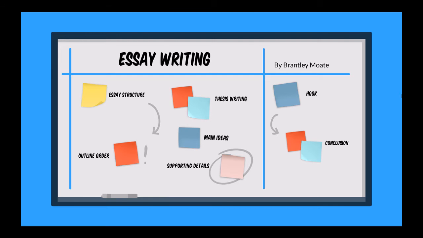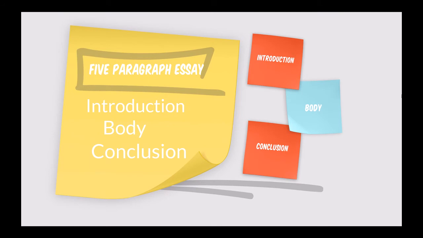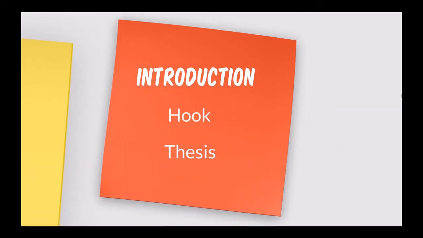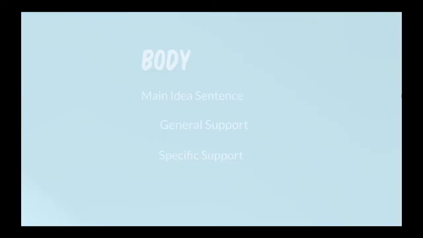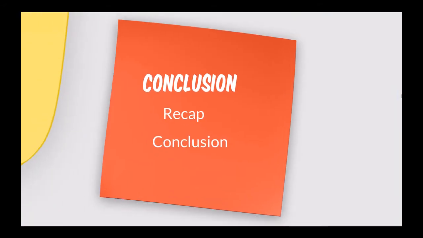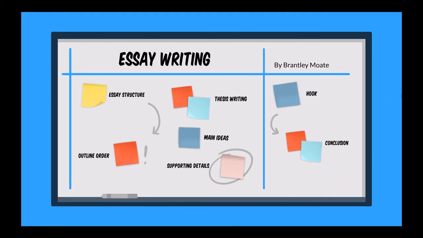First, let's look at essay structure. A basic 5-paragraph essay has 3 parts: an introduction, a body, and a conclusion. For your introduction, we'll have a hook and a thesis. For your body, we'll have a main idea sentence and support. Support can be divided into general support and specific support. For your conclusion, we'll have a recap and a conclusion. That's an overview of structure, but when we do our outline, we want to actually outline in a different order.